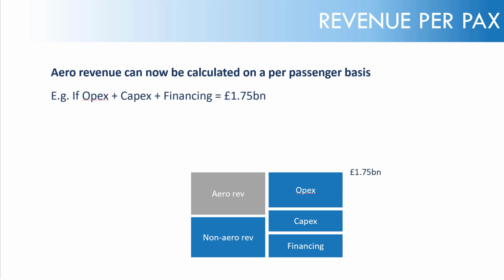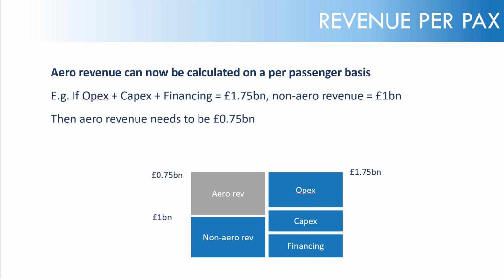So if OPEX plus CAPEX plus the financing costs are 1.75 billion for this new runway, if we know that the non-aero revenue is forecast to be 1 billion, well then we can work out the aero revenue. So it would need to be 0.75 billion. If we then estimate that there are 30 million additional passengers per year, and by the way, there's 80 million at Heathrow currently, then we can work out the cost per passenger.